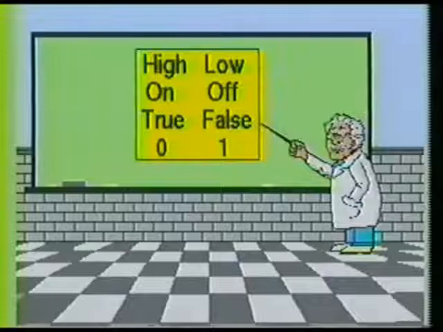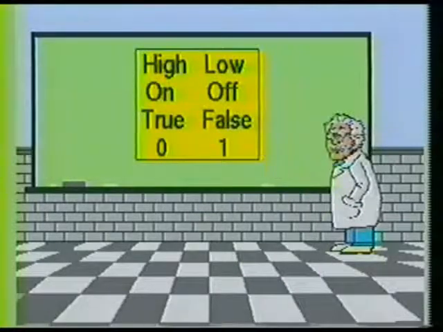Only 2 states of energy exist in a digital logic circuit. These 2 states may be referred to as being either high or low, on or off, true or false, or 0 or 1. The 0 represents a low state and the 1 a high state.